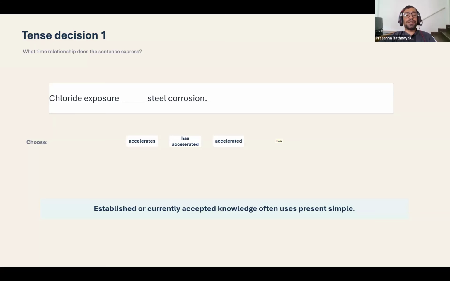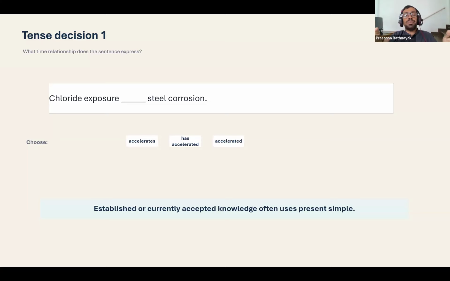All right. Now, just a couple of deviations. Most of you admit on simple present tense use. Let me tell you. Chloride exposure accelerates steel corrosion. This is presented as currently accepted knowledge. Yes, chloride exposure accelerates steel corrosion. This is a very well established point of knowledge.